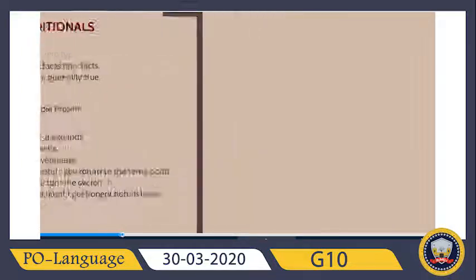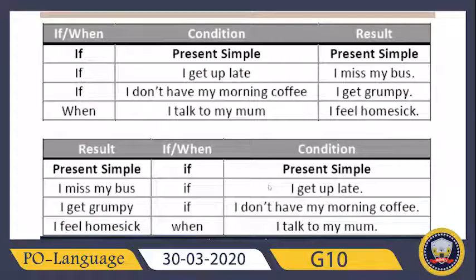Alright, so here is the table to understand the conditional. Okay, if or when plus present simple, you have present simple. Okay, if I get up late, I miss my bus. If I don't have my morning coffee, I get grumpy. When I talk to my mom, I feel homesick.